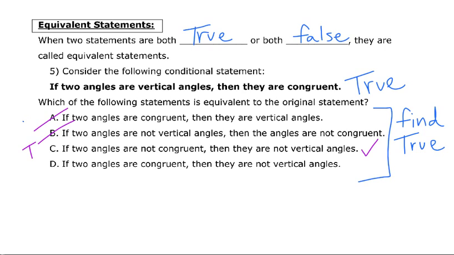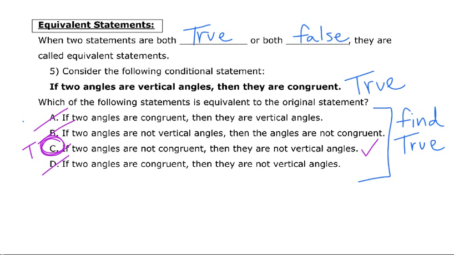So let's check letter D and make sure that letter C is really truly our only answer. So if two angles are congruent, then they are not vertical angles. Well, if they're congruent, they could be vertical angles, but they don't necessarily have to be. But this is saying that they're definitely not going to be vertical angles. So that is going to be false. So the only one we've got for our answer then is letter C, the equivalent statement.